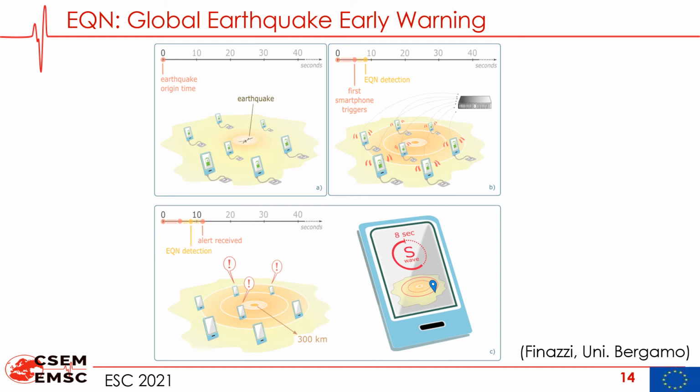I cannot have a talk about crowdsourced data without mentioning EQN, which is a smartphone app developed by Francesco Finazzi at the University of Bergamo, and it is the first app which has delivered public earthquake early warning. The principle is pretty simple. When your phone is charging, it turns your smartphone into a seismic detector. When you have concomitant detection, so basically smartphones which are close vibrating at the same time, you send a warning. There is a presentation about the results, and you will see the results are impressive.